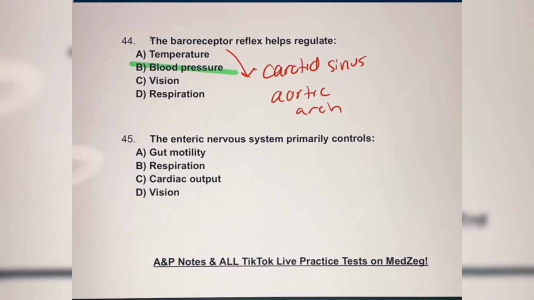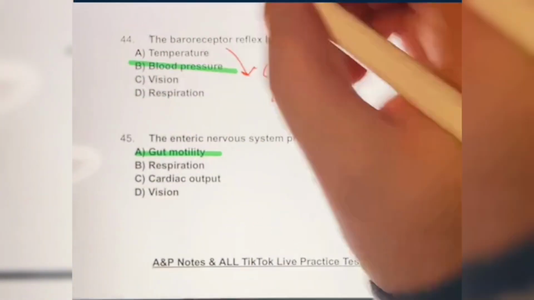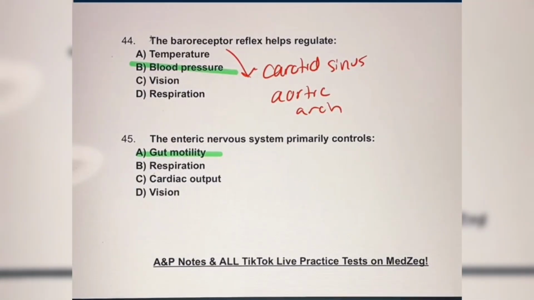Number 45, the enteric nervous system primarily controls what? A, B, C, or D? The enteric is your A. It is gut motility. If you got that one right, put a 1 in the chat.